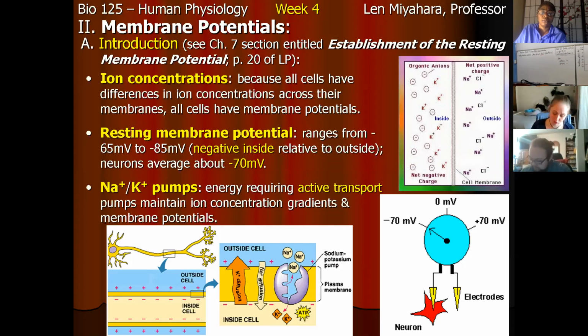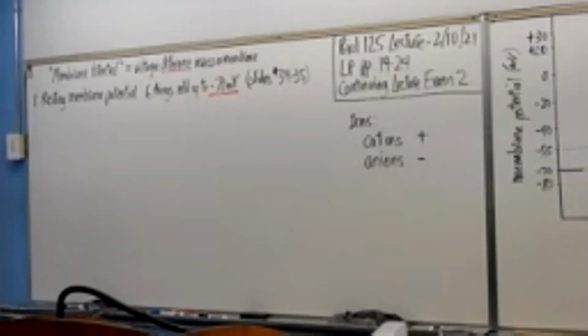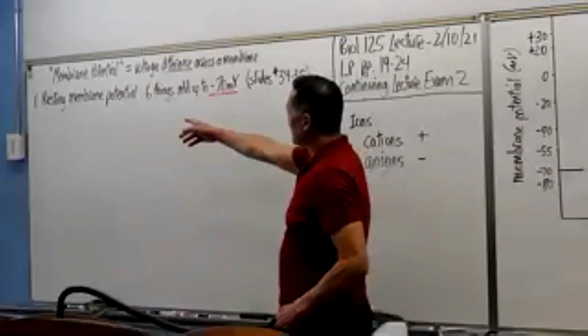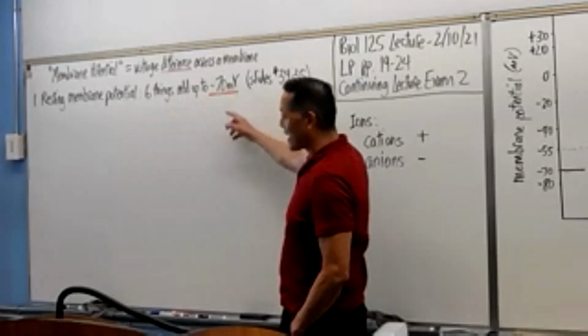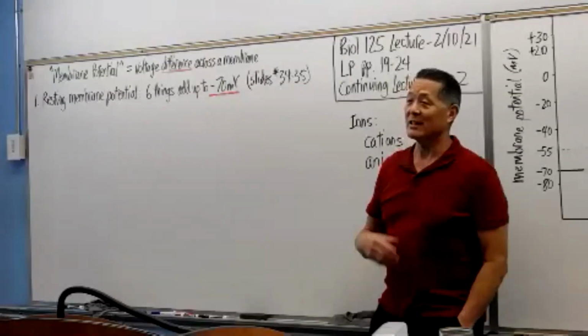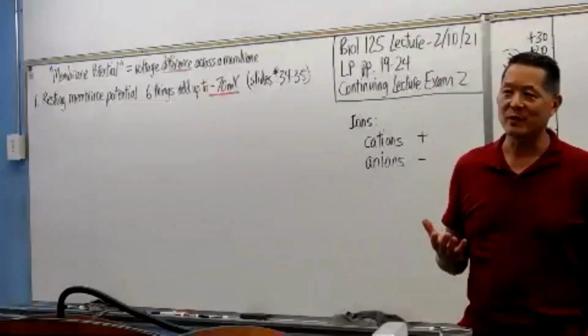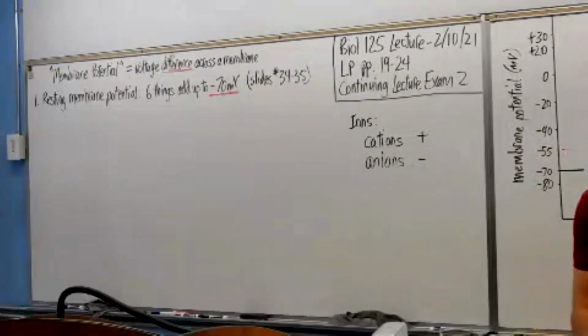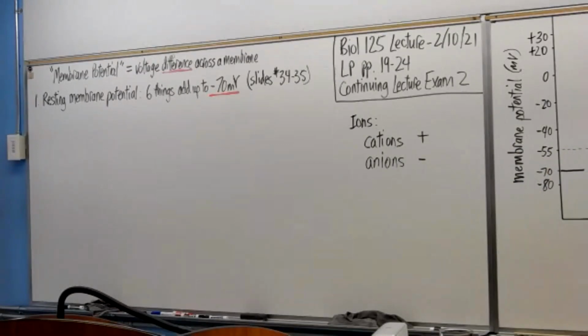All right, well, what contributes to the -70? And this is what I have on the whiteboard here. I'm about to go over it. Resting membrane potential, 6 things add up to -70. That is the next slide and the slide after that. Slides 34 and 35 are about what adds up to resting membrane potential. Okay? Any questions? Let's do it.